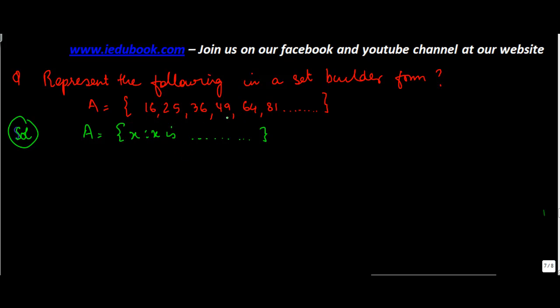Now, on a closer look, if you see all these numbers, as I told you, when you write it in a set builder format, all the numbers have to possess a common property. Can you find out some kind of a pattern between these numbers? Think.